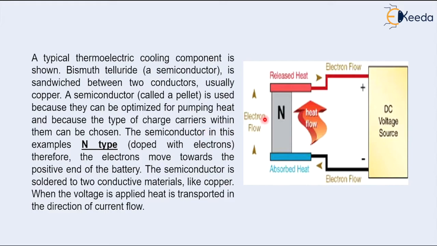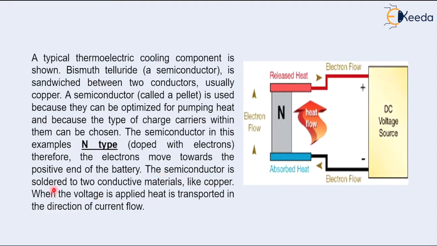The semiconductor in this example is n-type. That means there are more electrons, that it is doped with electrons. Therefore, the electrons move towards the positive end of the battery. The flow of electrons will be towards the positive end of the battery.